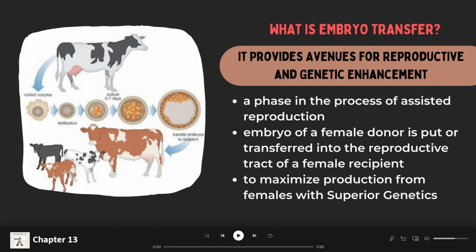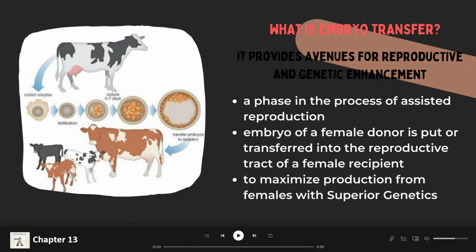What is embryo transfer? Embryo transfer is an important technique as it provides avenues for reproductive and genetic enhancement. It is a phase in the process of assisted reproduction in which the embryo of a female donor is put or transferred into the reproductive tract of a female recipient with the intention to increase the productivity as well as the desired traits of the animal or has the superior genetics.